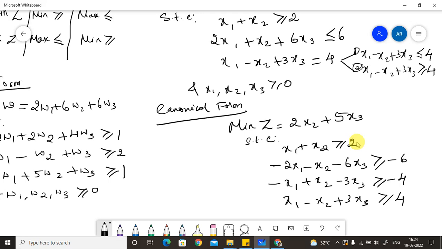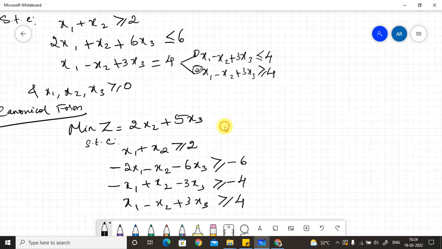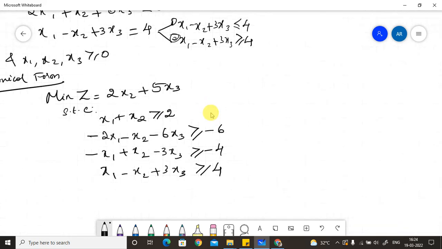Now you have to convert this into the dual form. Let us write the dual form of this. So minimization will convert into maximization. I'll write maximize z, or I can write it as maximize w.